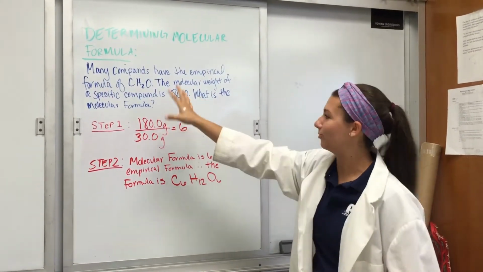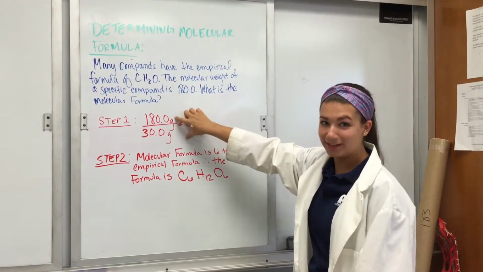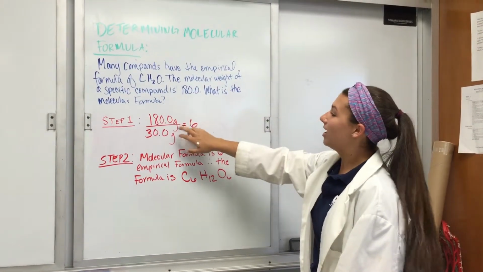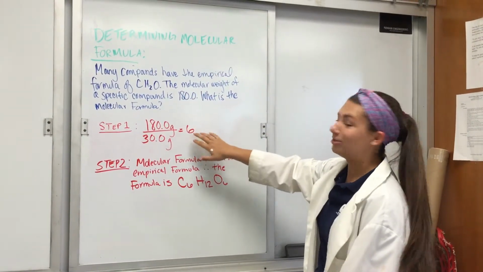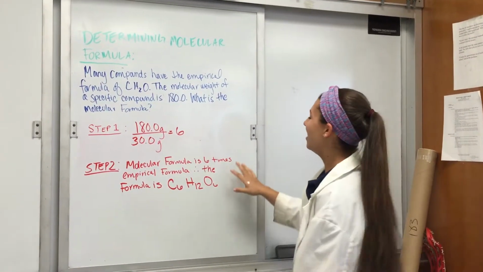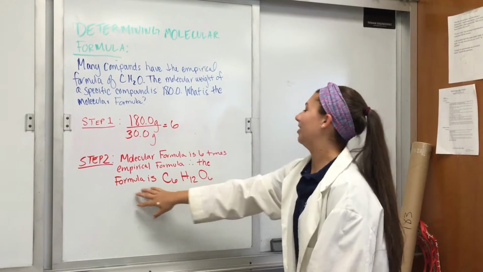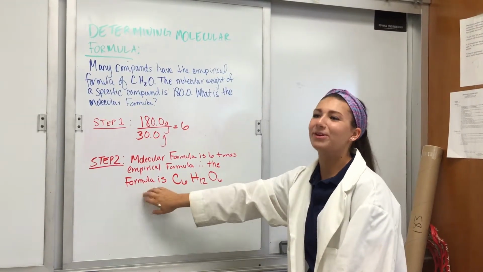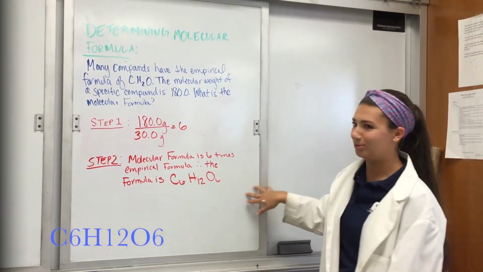So what's the molecular formula? So you'll take the molecular mass, 180 grams, which is given to you, and divide it by the molar mass, which will give you 6, which is the multiple that you'll apply to the empirical formula. So then you'll take your 6, so the resulting molecular formula will be C6H12O6.